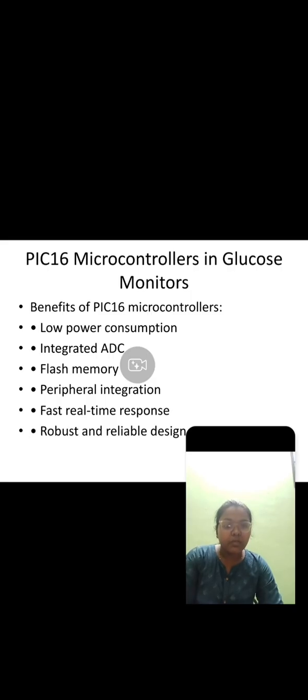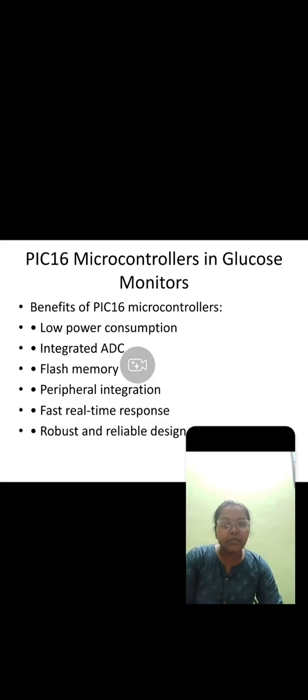It also has flash memory. Flash memory is used to store the data and store the results. We have the previous results, right? Whatever we have tested at that particular time, those results will be shown on the screen. So we need flash memory. The PIC16 has all these properties, so we are going with the PIC16.